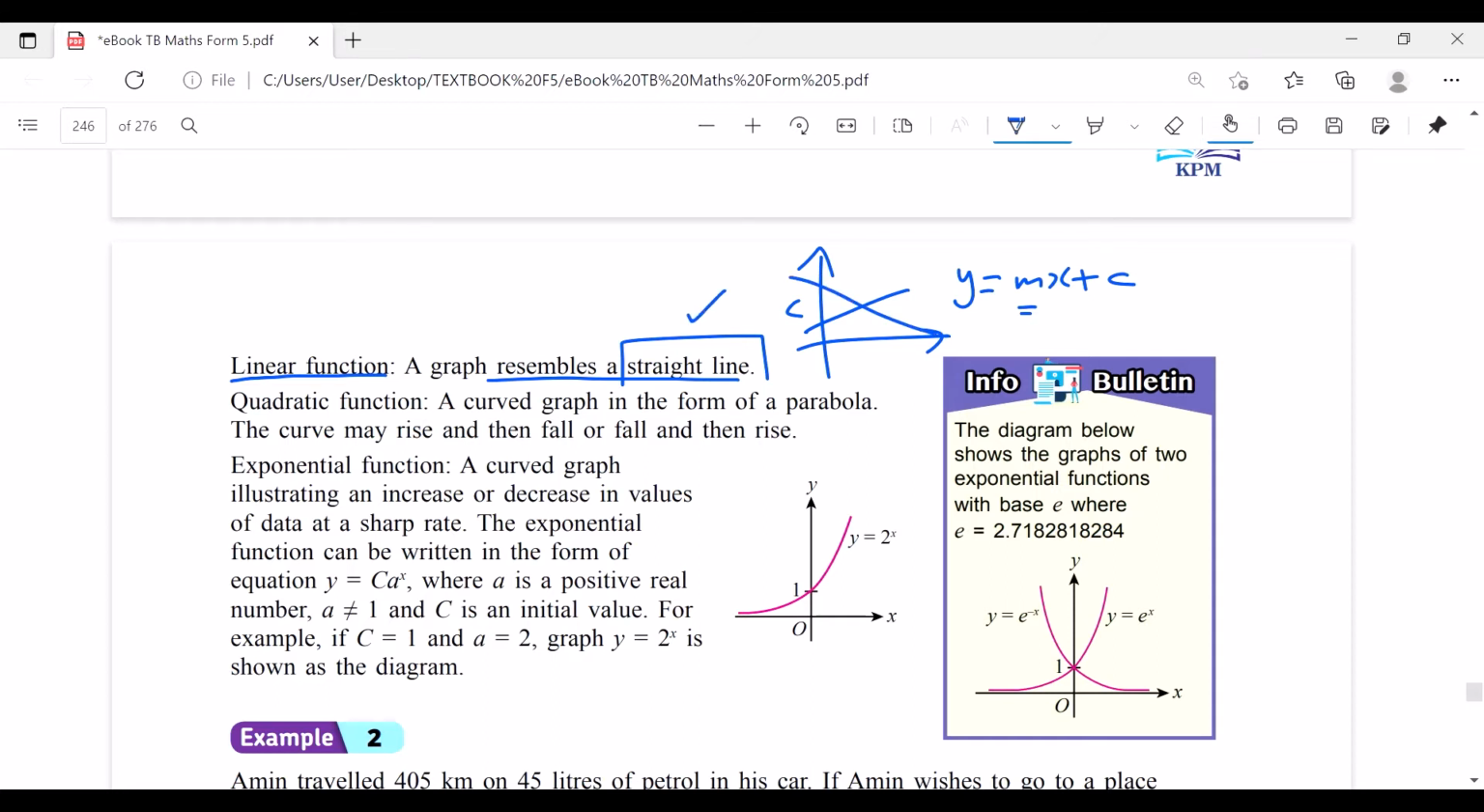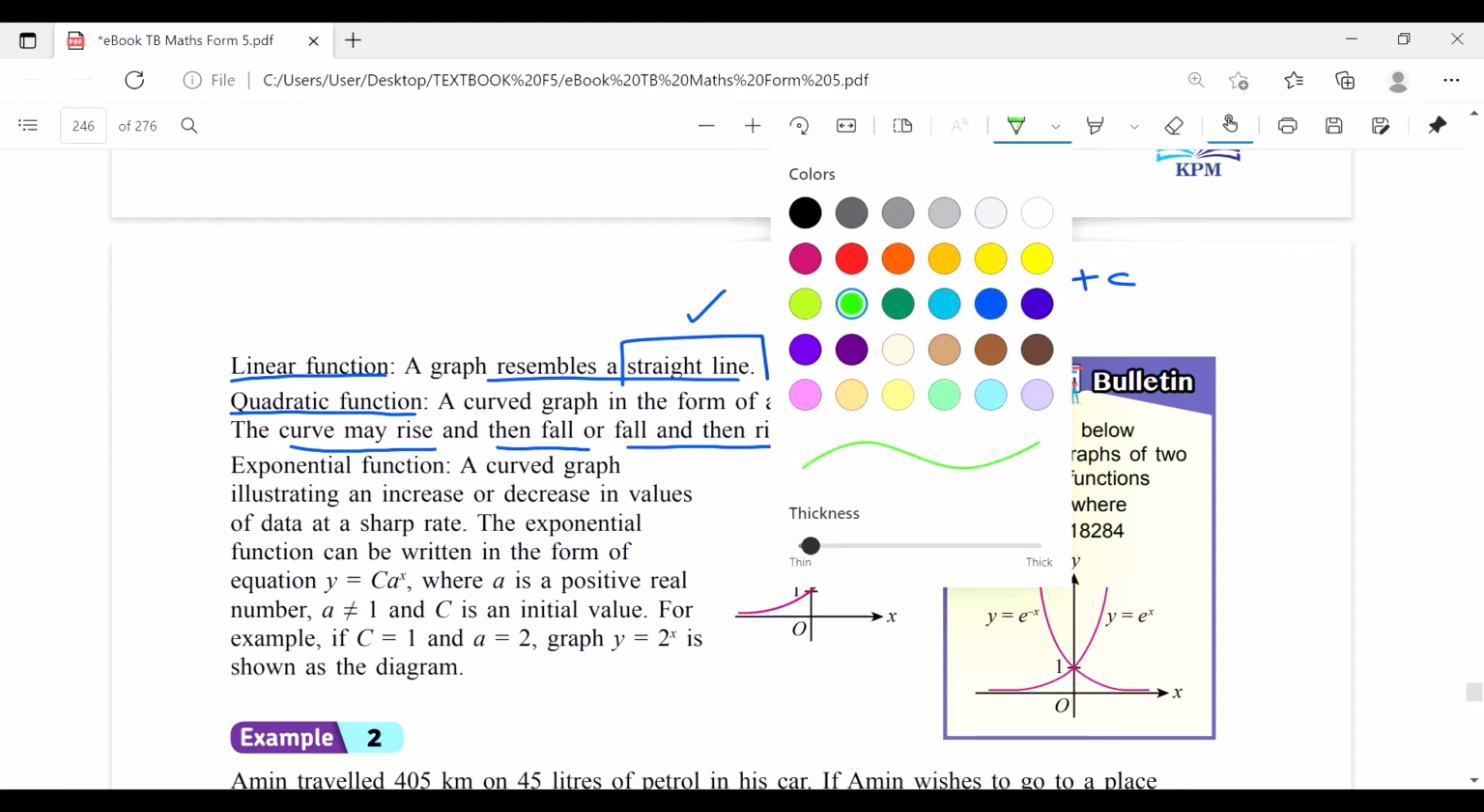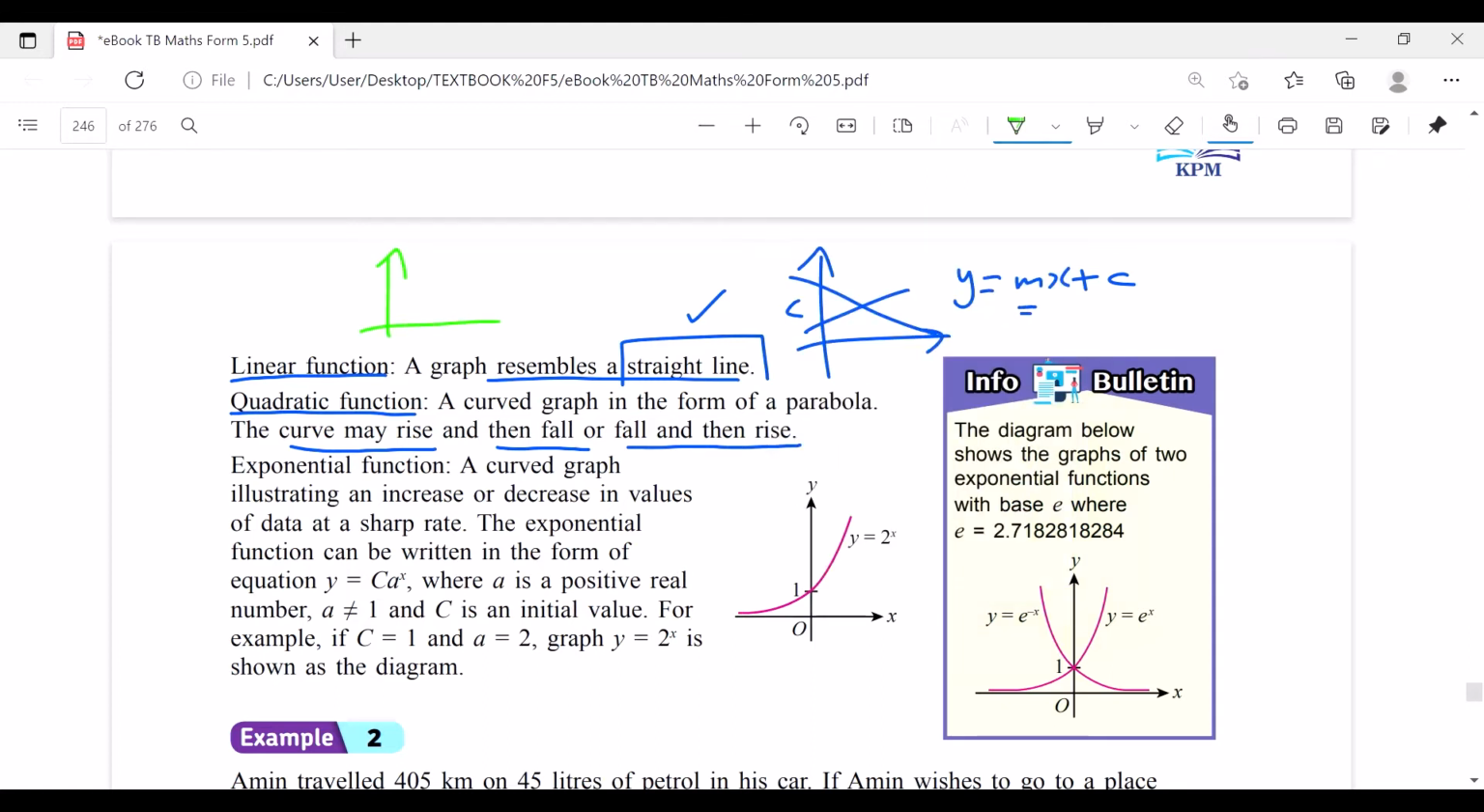For quadratic function, you'll have a curve in a form of parabola. The curve may rise and then fall, or fall and then rise. You still remember? The smiling and the not smiling graph. This one or this one. That is the quadratic function, and the function is, still remember, ax squared plus bx plus c. a, b, c is a constant.